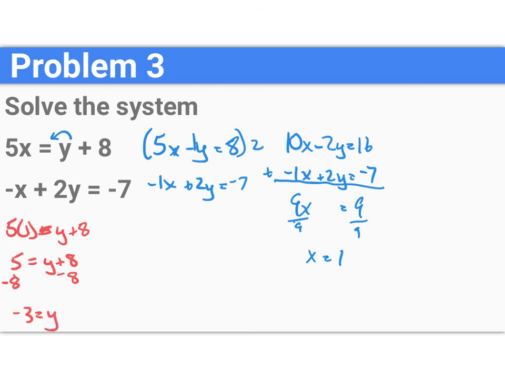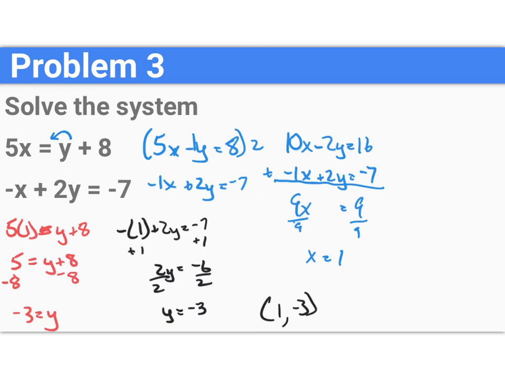Okay, well, let's check the second equation. Negative of 1 plus 2y equals negative 7. Add 1 to both sides. 2y equals negative 6. Divide by 2. Y equals negative 3. Okay, so our x is 1 and our y is negative 3, because the 1 worked in both equations. We got the same solution for y.